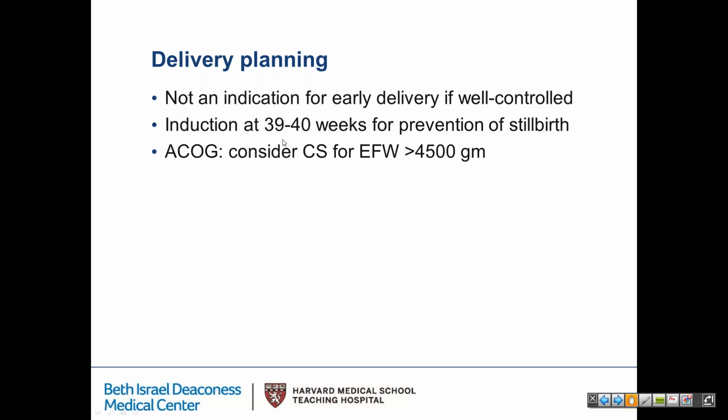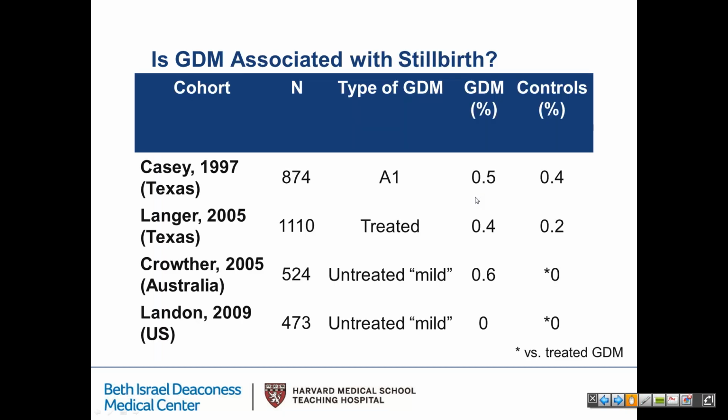Induction should be considered at 39 to 40 weeks for the prevention of stillbirth in patients who are on insulin or other medical treatments. And we should be talking about a cesarean, or at least thinking about a C-section, for anybody with an EFW of greater than 4,500 grams, with all the usual caveats about the management of macrosomia, which is that ultrasound estimates of fetal weight are imprecise at best. And so our methods to assess fetal weight are limited, and therefore we will certainly perform more C-sections than we need to prevent one shoulder dystocia or birth trauma. I think the question of whether gestational diabetes is associated with stillbirth is a little bit open.